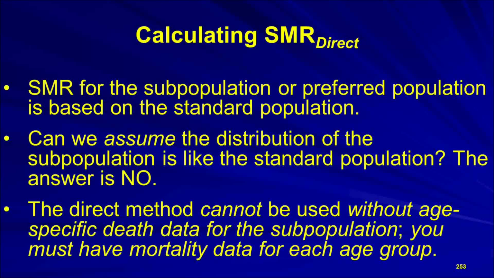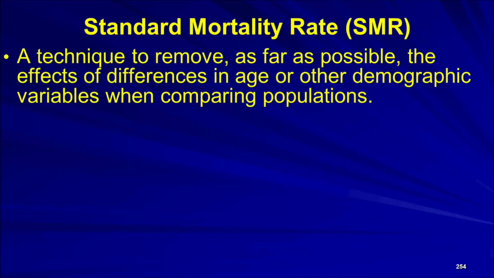So you have to have age-specific death rate in order to calculate a direct method, and you're trying to check to see whether the data of the subpopulation is really representative of the total population, or whether it's skewed, or what we would say skewed or biased in some particular way, fashion, or form. Okay, so what we've said thus far about SMR is that it's a technique to remove as far as possible the effects of differences in age or other demographic variables when comparing populations.